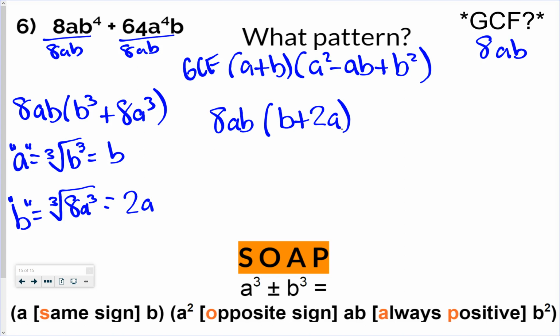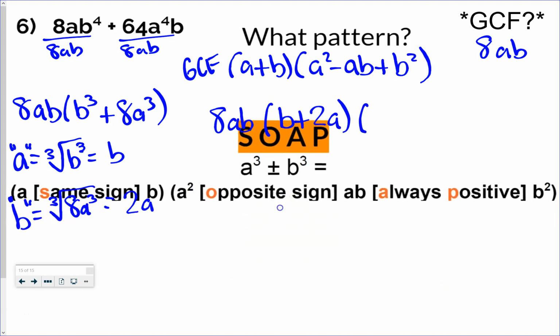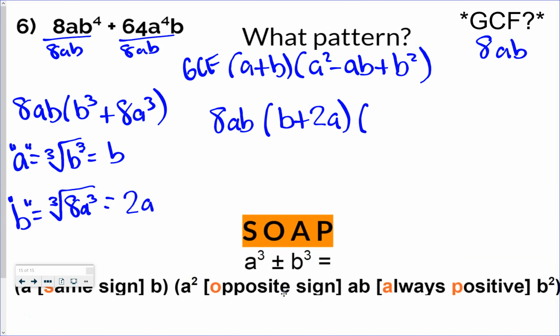Okay? All right, now, next is my A squared, which is technically B squared. Okay, my next sign is opposite. The middle piece is A times B, so I need B times 2A. What does that give me? 2AB. 2AB. Yes, I got this one.